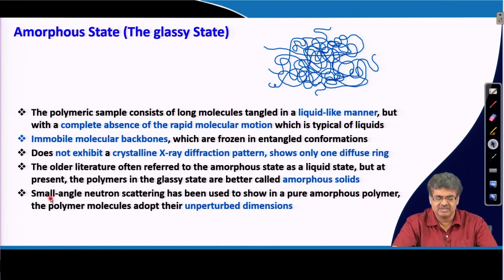Small angle neutron scattering, this is very important, has been used to show that for a pure amorphous polymer, the polymer molecules adopt their unperturbed dimension. We talked about different dimensions like end-to-end distance with increasing restriction, and we talked about the unperturbed dimension there, which basically happens for polymers in a theta solvent, if you recall. So, for pure amorphous polymers, the size of a polymer will resemble the unperturbed dimension, like the dimension in a theta solvent.